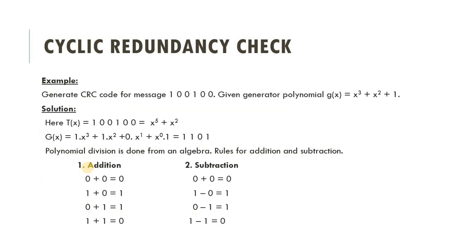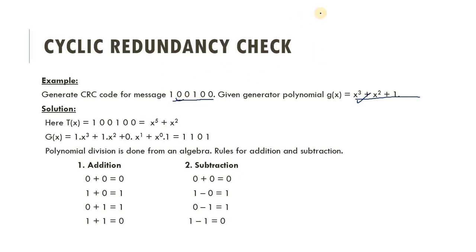Now let's understand how CRC works with an example. Suppose we need to generate the CRC code for a message. So these are the message bits, 100100, and a generator polynomial equation is already given here. Now based on this polynomial equation and this message, we need to generate the CRC bits.